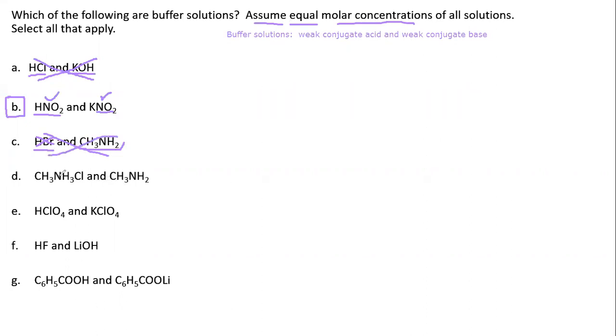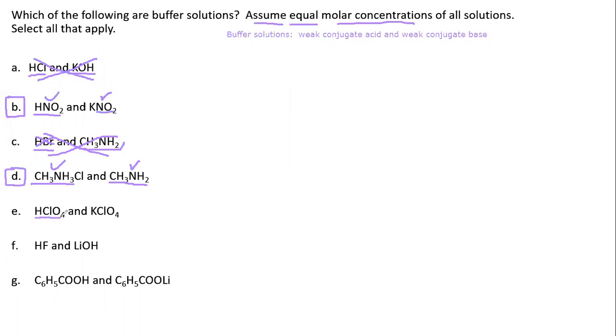Next, we have CH3NH3Cl and CH3NH2. So again, the acid is the cation. Remember, we talked about in our last session, acids can be either molecules or cations. So here, this cation is an acid. We ask the question, is this a strong acid? The answer is no. So that means it's a weak acid. And CH3NH2 is its conjugate base. So D would make a buffer solution.